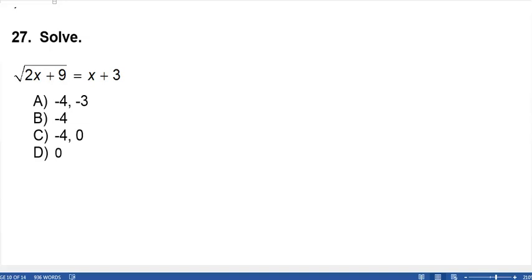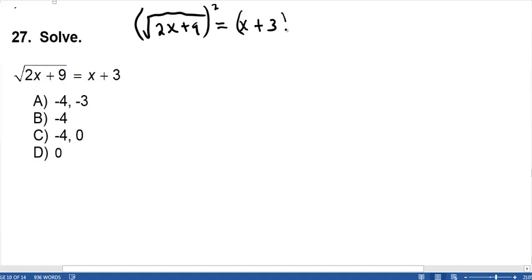Solve the square root of 2x plus 9 equals x plus 3. The first thing that you need to do in solving any radical equation is make sure you isolate the radical. In this case, it's already isolated. Our next step is to eliminate the radical sign by squaring both sides of the equation.